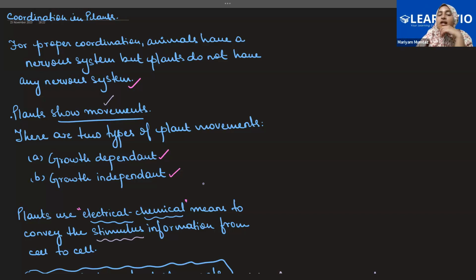Now, in terms of plants, there are two types of movements that you can find. The first one is the growth dependent movement, and the next one is the growth independent movement. You can also call them growth related or not related to the growth kind of movements.